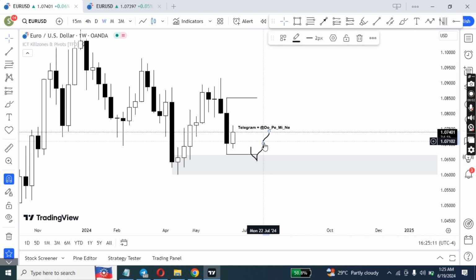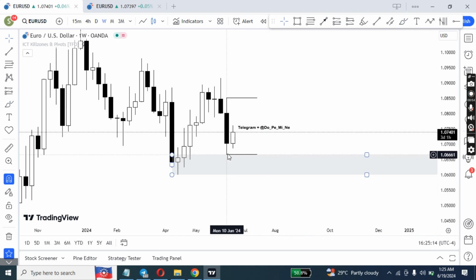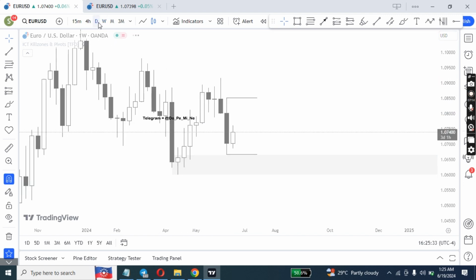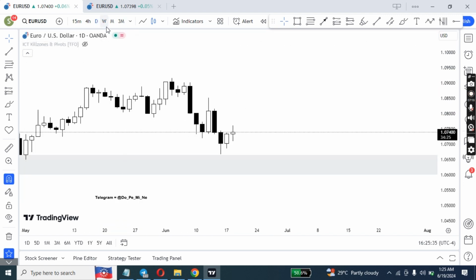Now as I said, we're going to first of all expect this CRT low to be taken, and then we're going down to the lower time frame, and then based off of the price action on the lower time frame, we are going to decide either we want to treat this candle as a CRT or not. Right now we actually haven't done it yet, so we are going to go down to the daily time frame and see how price action is forming there.